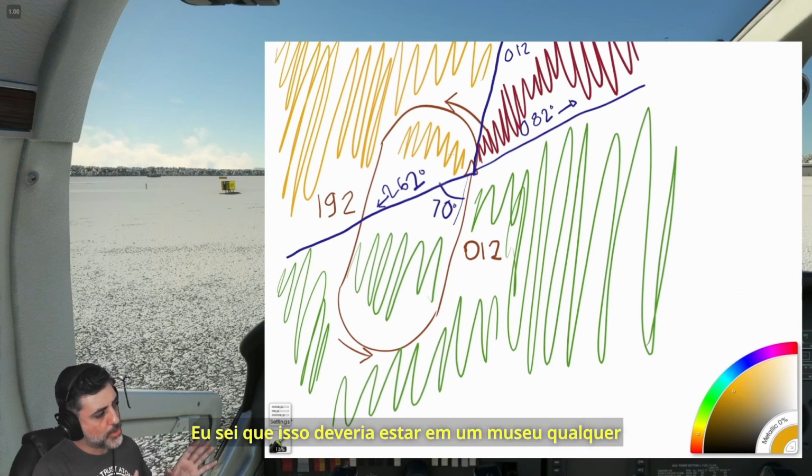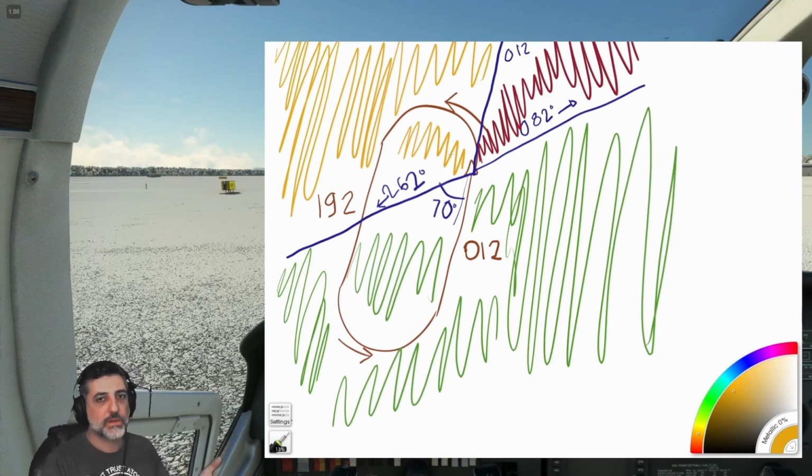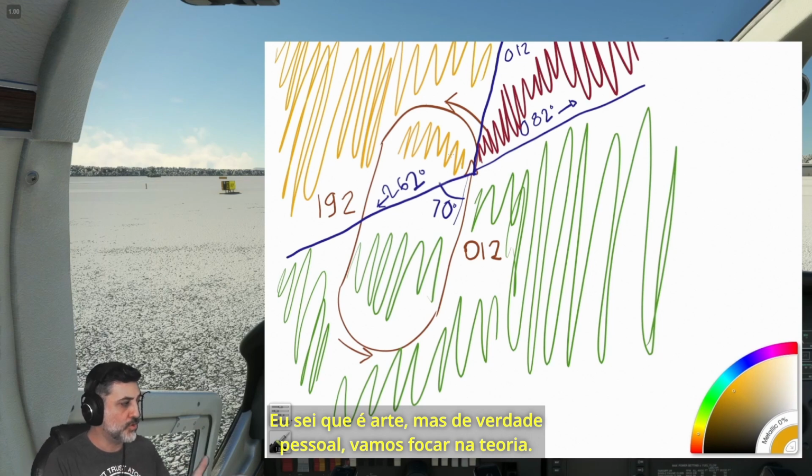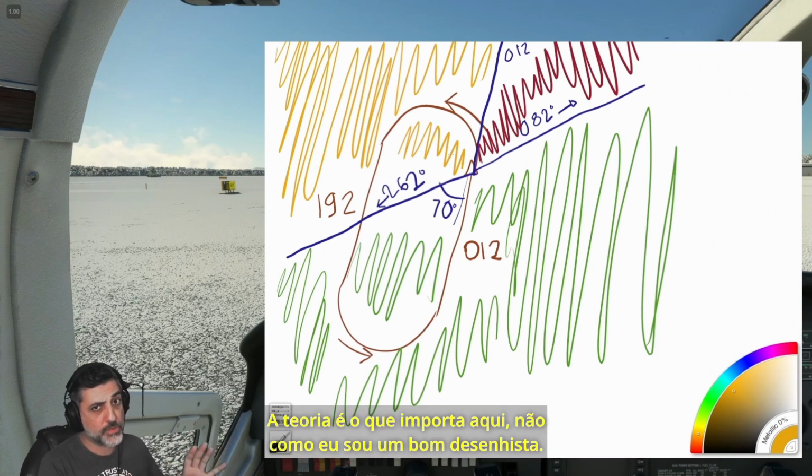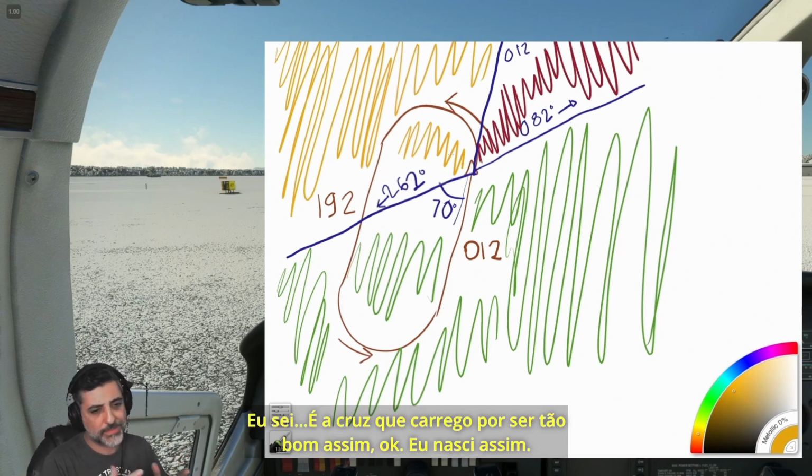I know this probably should be in a museum somewhere. I know it's really good art. But really, guys, focus on the theory, okay? The theory is what's important here, not how good I am at drawing. I know, listen, it's the cross I bear being this good, okay? I was born this way.